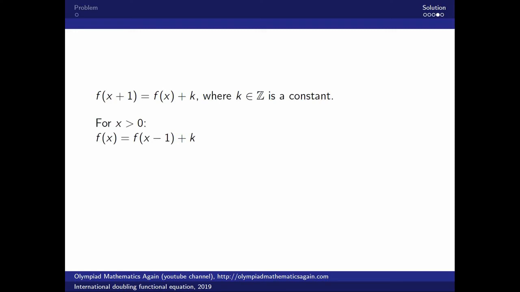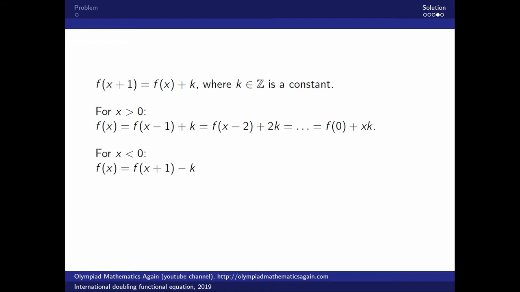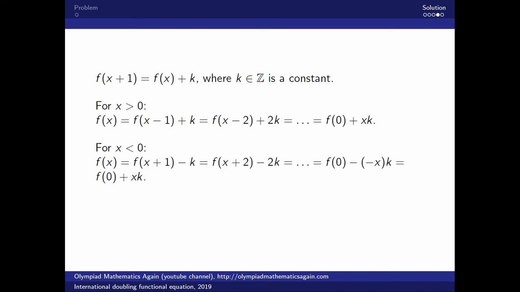First let's consider positive x. If x is greater than 0, then we have this. Then we can iterate it further. We can rewrite f(x-1) in terms of f(x-2), and so on, until we get to 0. And basically we expressed f(x) in terms of f(0) and xk. Now we can do the same thing for negative x. Basically the same thing, only instead of x-1 we go to x+1. Then we get this, and so on. We go to f(0), and this is also equal to this.